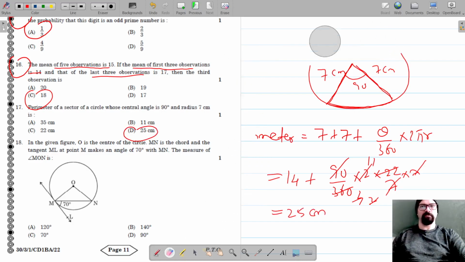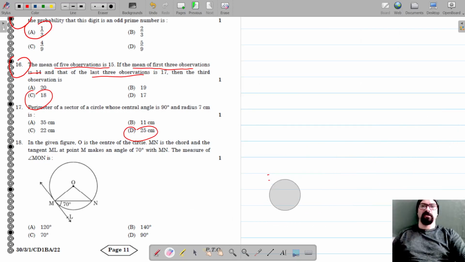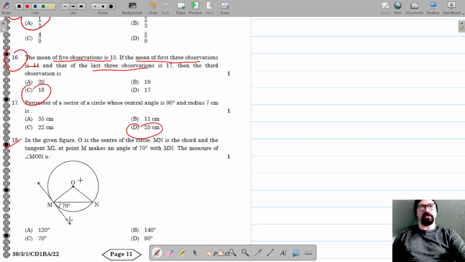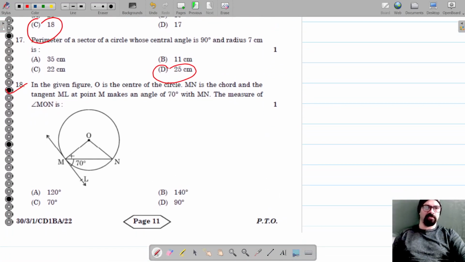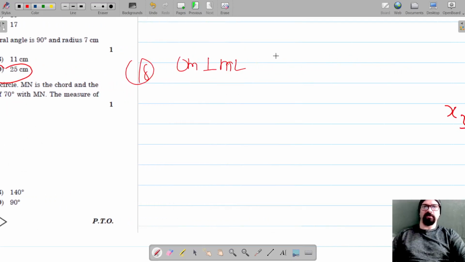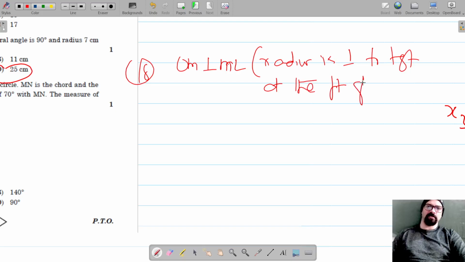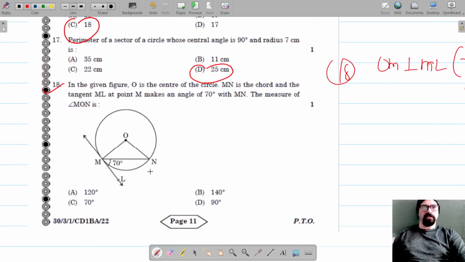Moving on to question number 18. In the given figure, O is the center of the circle, MN is the chord, and the tangent ML at point M makes an angle of 70 degrees with MN. Now OM is perpendicular to ML, the reason being the radius is perpendicular to the tangent at the point of contact.